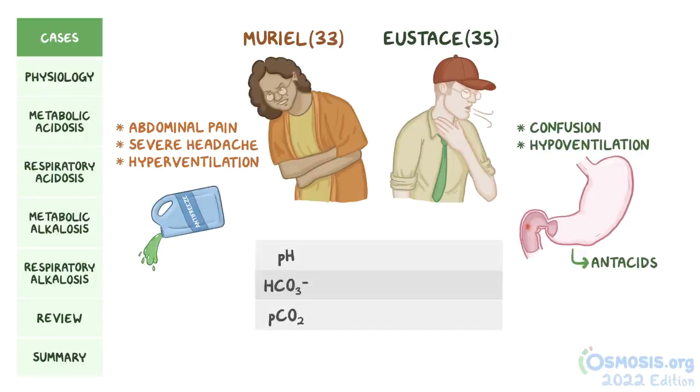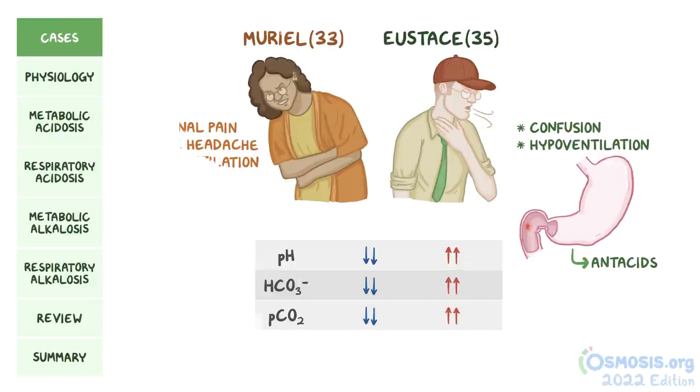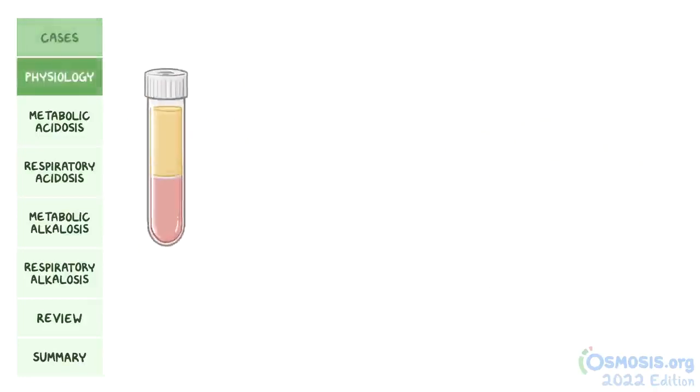The results showed that Muriel had a low pH along with low levels of bicarbonate and low levels of PCO2, while Eustace had a high pH along with high levels of bicarbonate and high levels of PCO2. Based on lab results, both individuals seem to have acid-base disturbances.